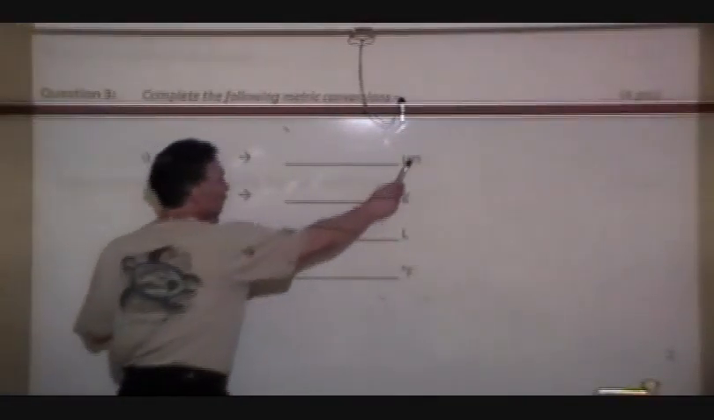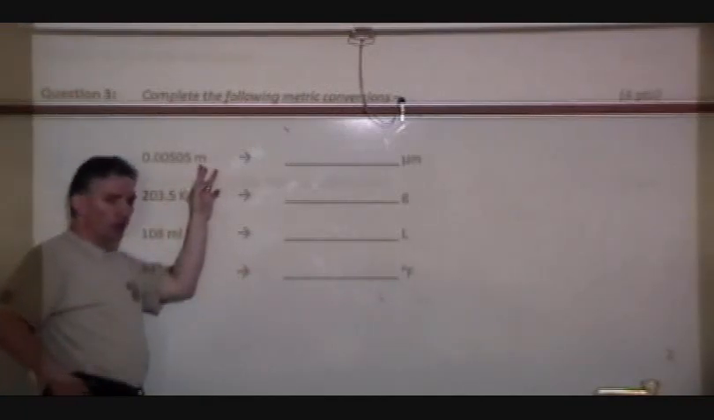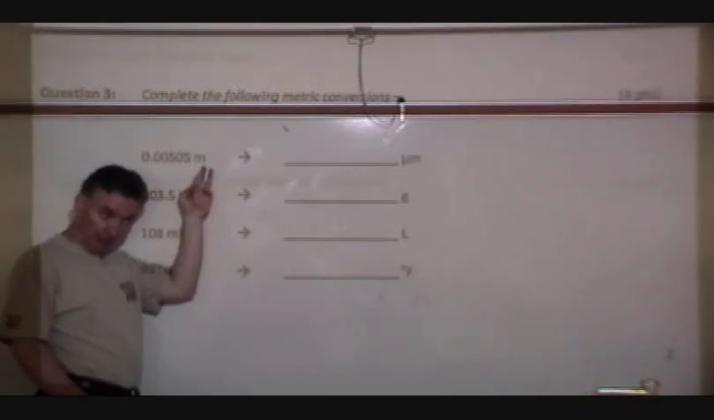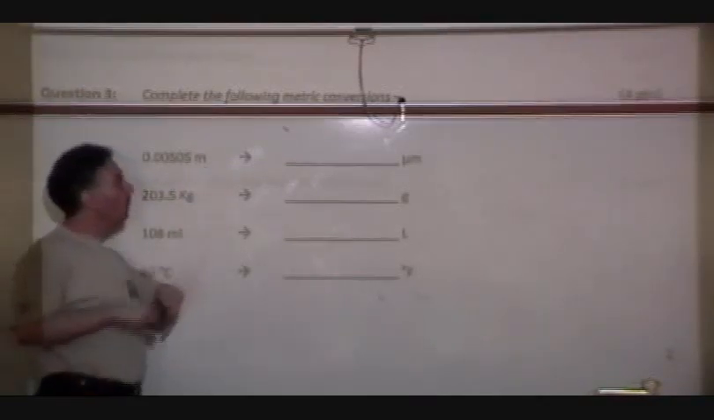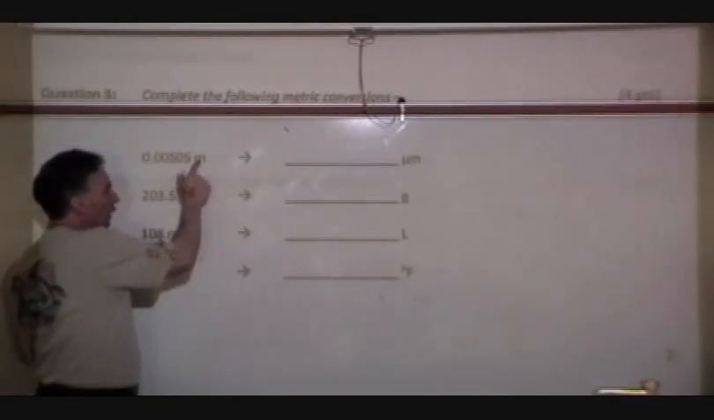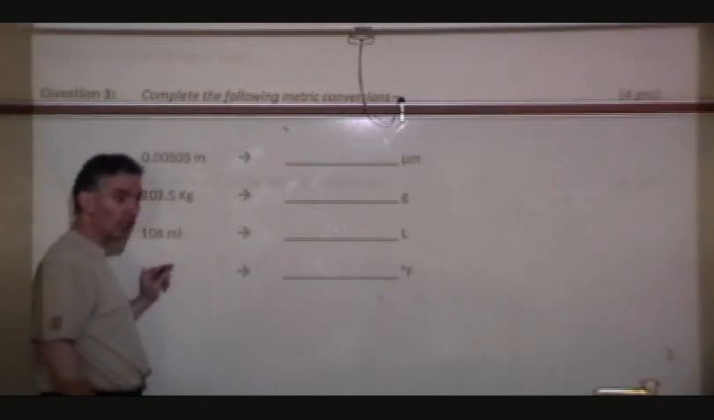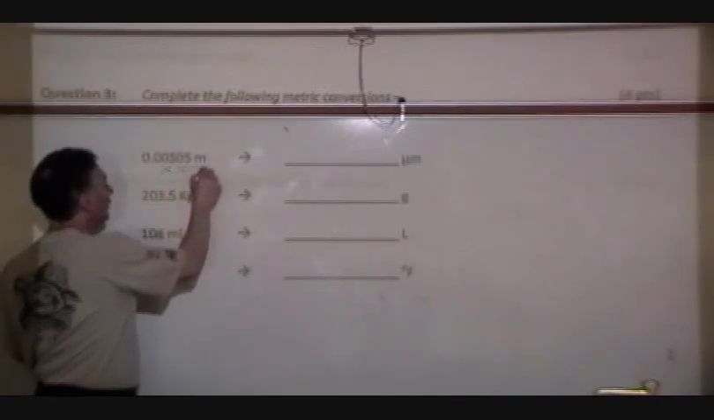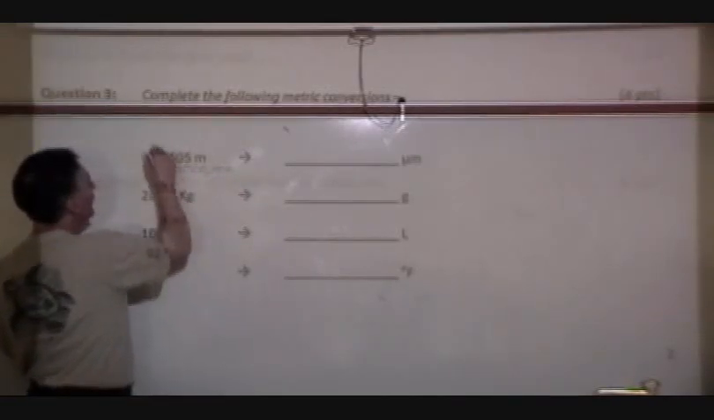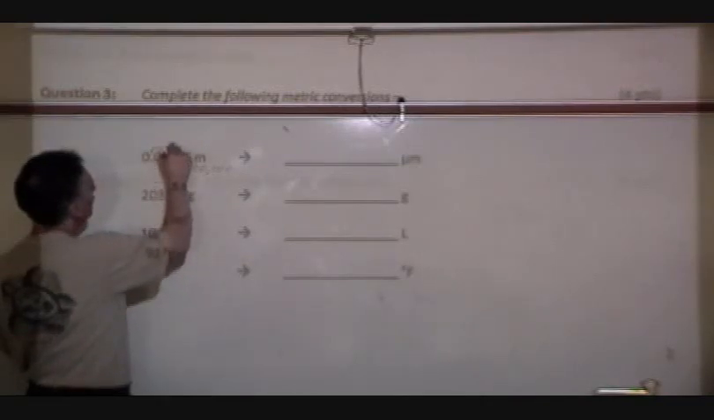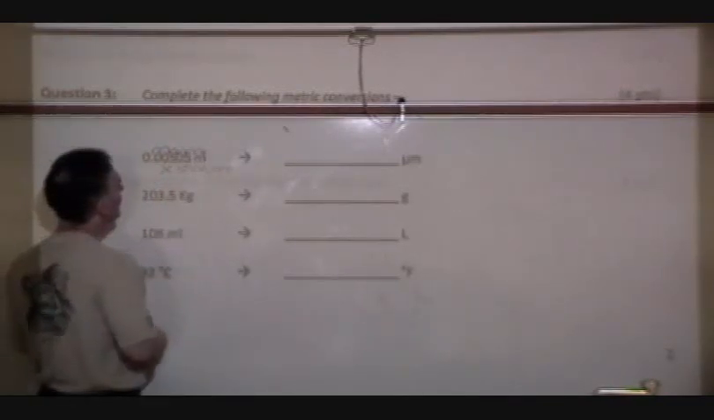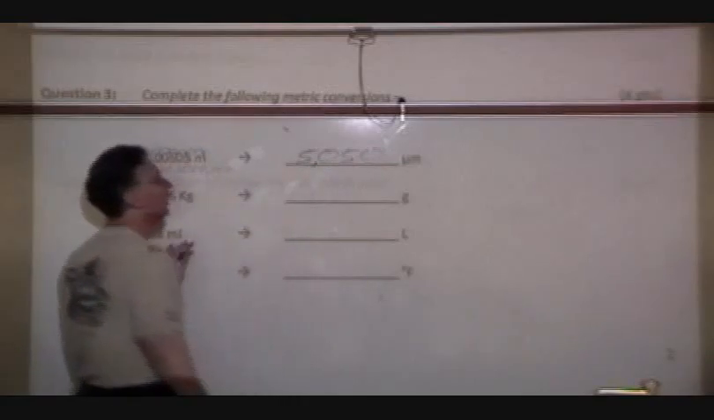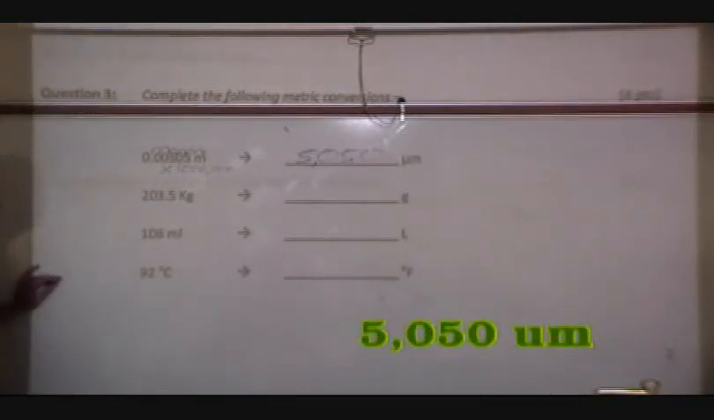Millimeters to micrometers is a factor of, from meters to micrometers, a factor of a million. Yeah. So if we start with a meter, which is a larger measurement, we're going to move to a larger answer. So it's multiplying by a million. So the decimal place moves once, twice, three, four, five, six times. So we get 5,050 micrometers for the answer.